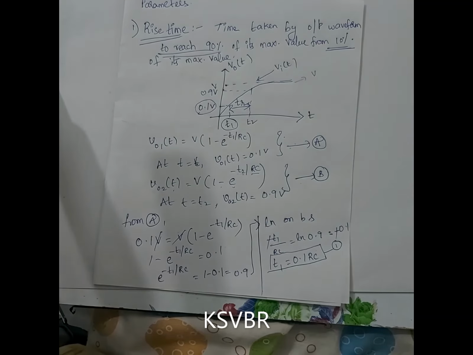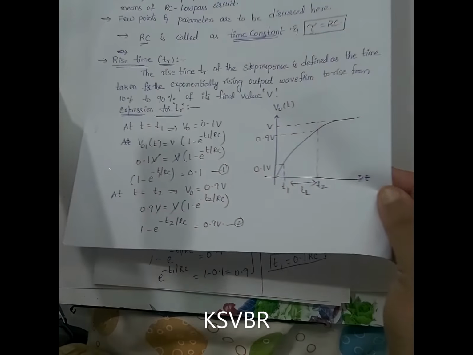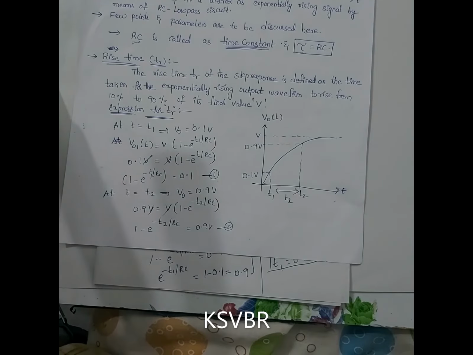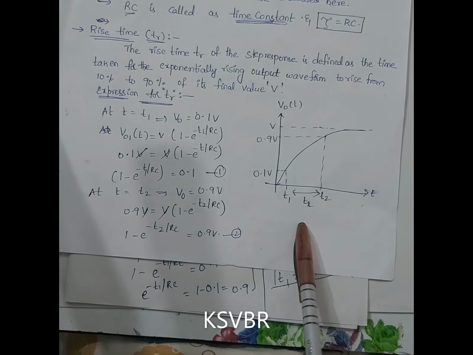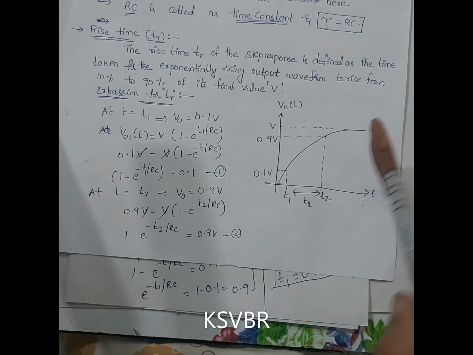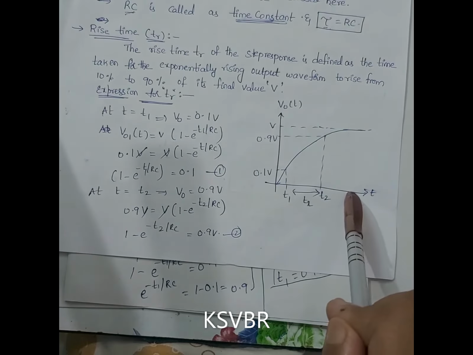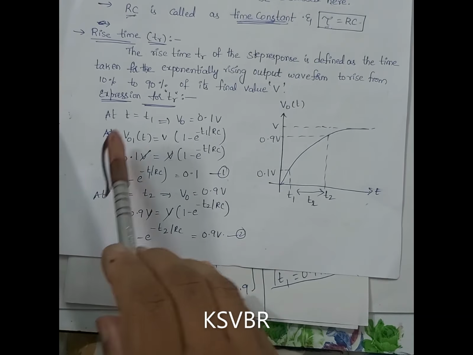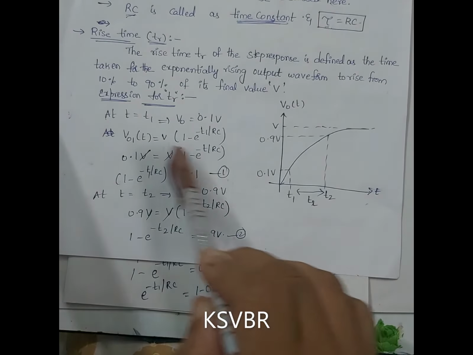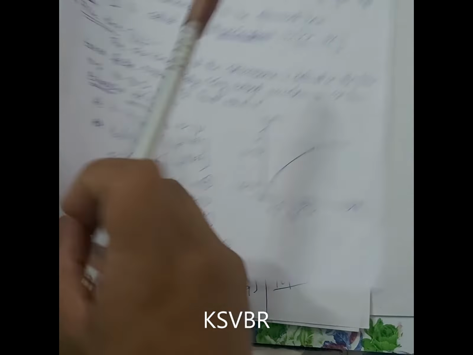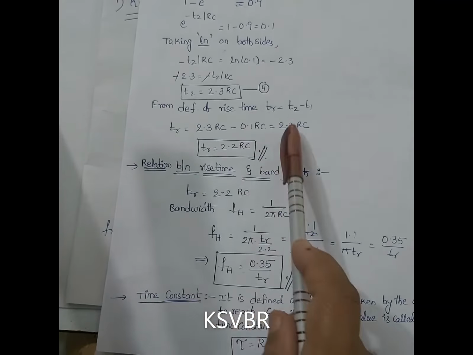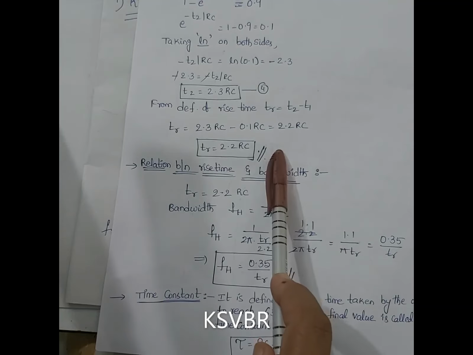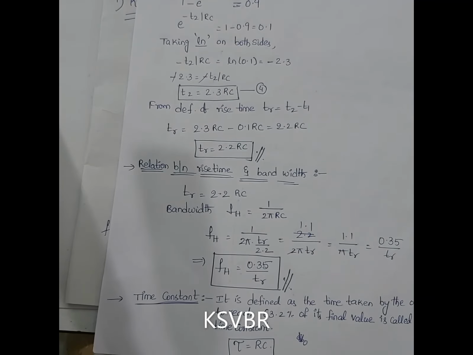Okay, see here, the same thing is in the material I have given you. Next, the expression for TR, you have to present very neatly like this. Write these graphs also, and from V01 of t, V02 of t at t equal to t1 and at t equal to t2, find out t1 and t2, and then rise time is the difference of those two, and TR is equal to 2.2 RC.